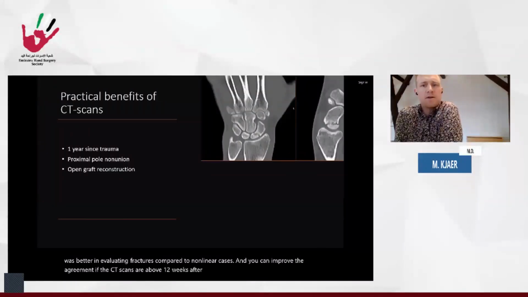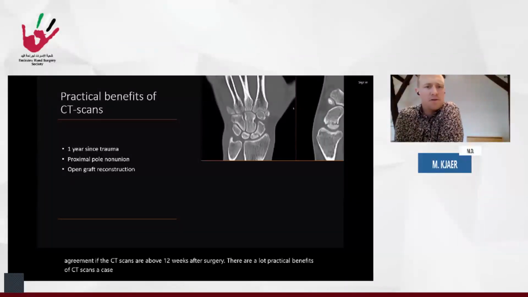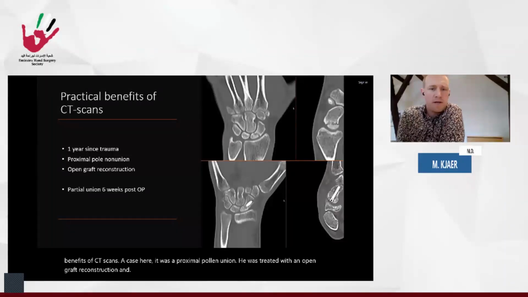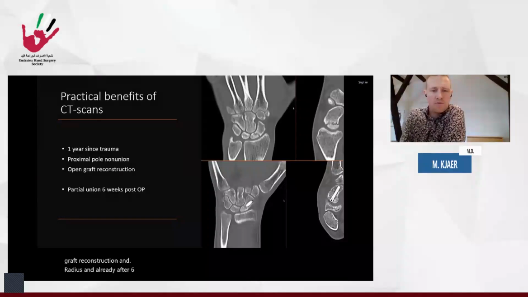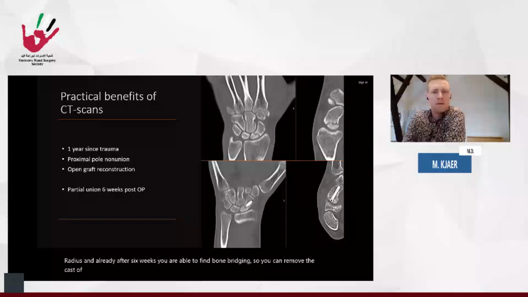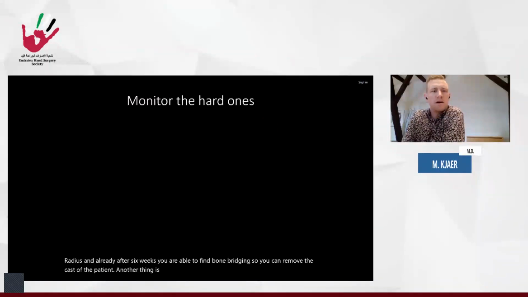There are a lot of practical benefits of CT scans. A case here, it was a proximal bone non-union. He was treated with an open graft reconstruction and graft from the distal radius. And already after 6 weeks, you are able to find bone bridging, so you can remove the cast of the patient. Another thing is that you can monitor the hard cases.